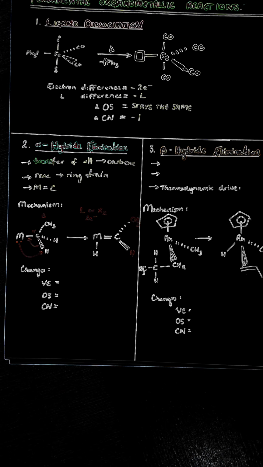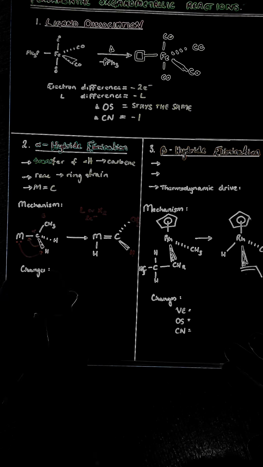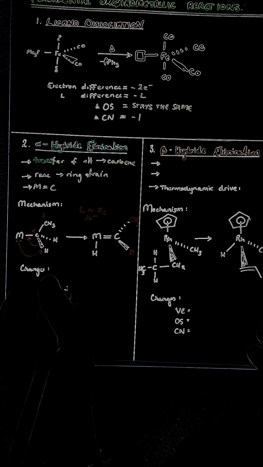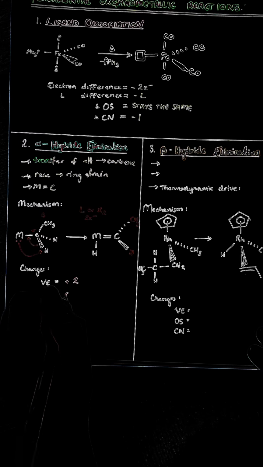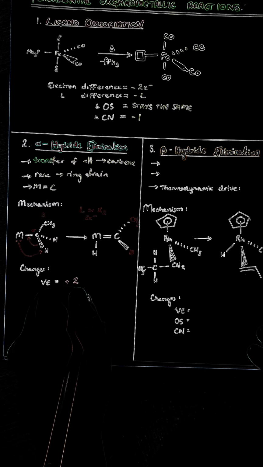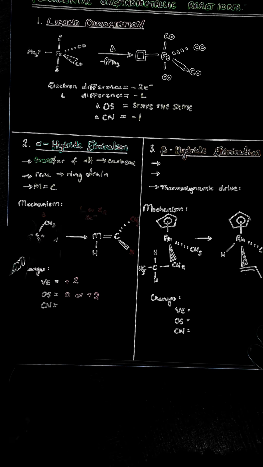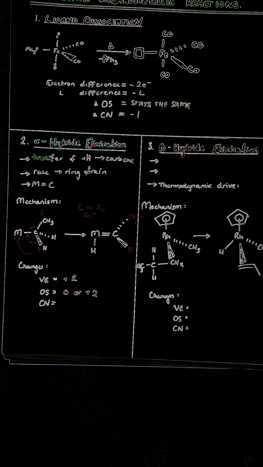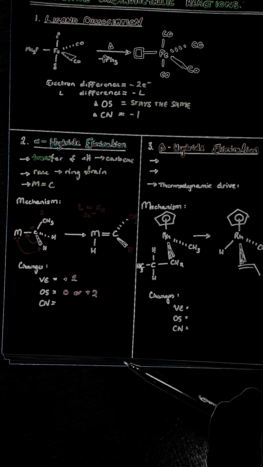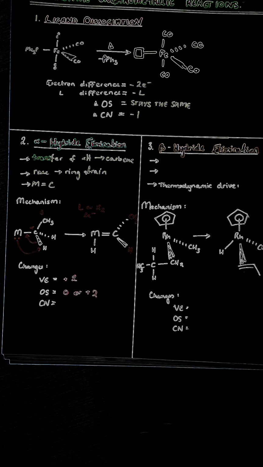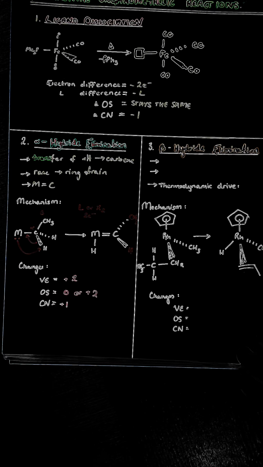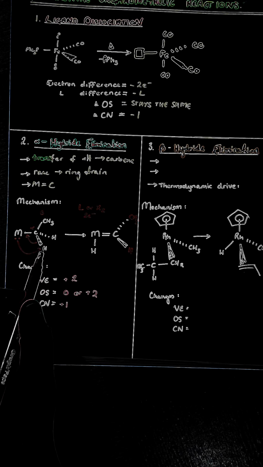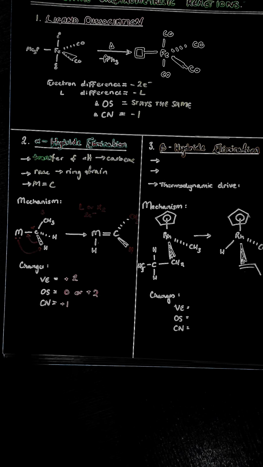So the changes of this: the valence electrons are +2. The oxidation state is 0 or +2 because of this L or X2. So if you're considering it an X2, it'll be a +2, or if you're treating it as an L, it will be 0. And the coordination number is +1. Yeah, +1, because 1, 1, 2, sorry.